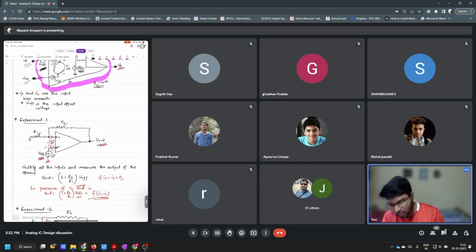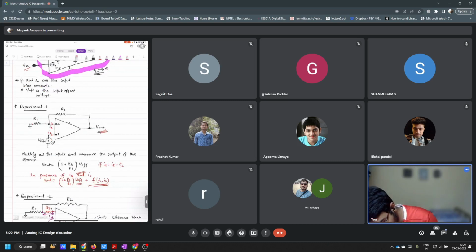So you have I1, I2 and everything, right? You see that at this terminal we have a voltage source. So what is the voltage here? V offset, right? And because of the virtual short, what will be the voltage here? V offset also.